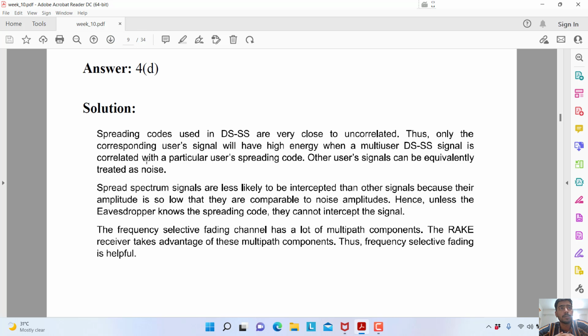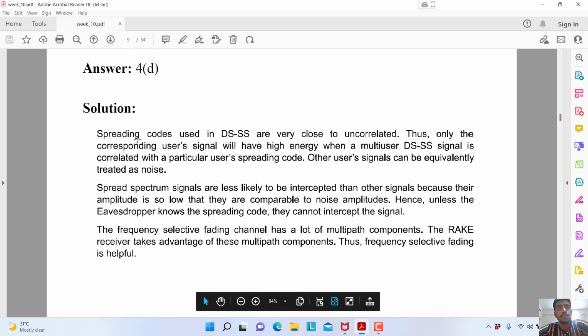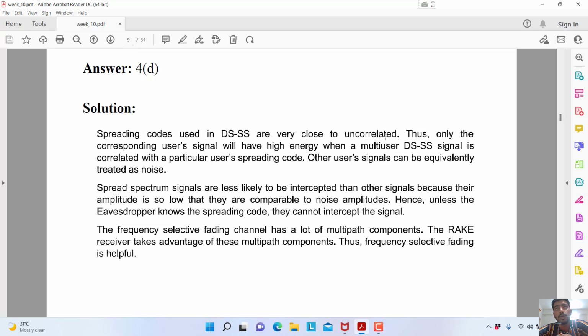Let me broadly explain this section on the DSSS system. Spreading codes used in DSSS are very close to uncorrelated. Thus, only the corresponding user signal will have high energy when a multi-user DSSS signal is correlated with a particular user's spreading code. Other user signals can be equivalently treated as noise.